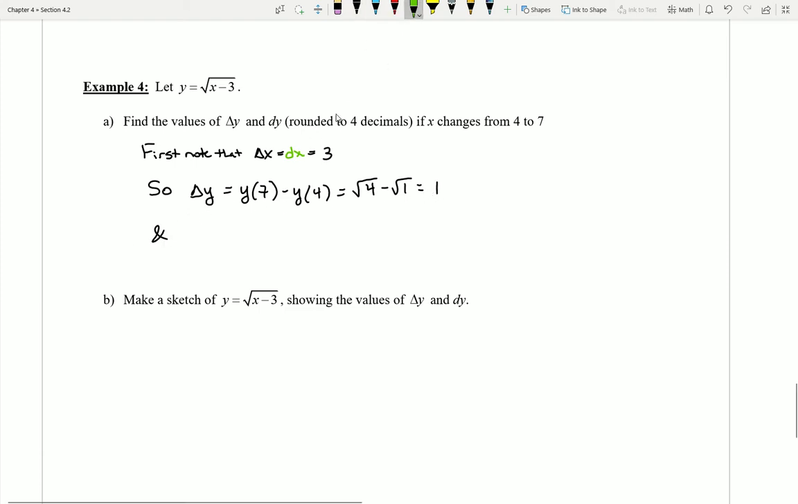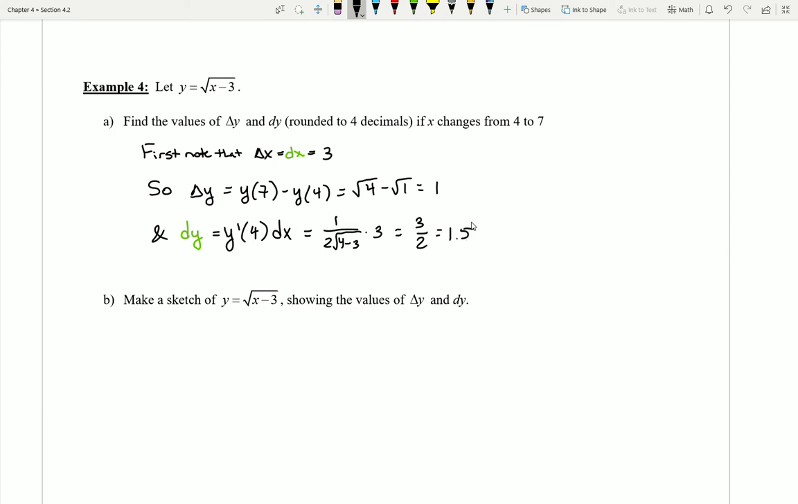I can also see here that if I wanted to calculate the value of dy, I would have to use my derivative evaluated at my starting point of 4. That's where I would create my tangent line. And I'd have to multiply, of course, by my value of dx. So my derivative here is going to be 1 over 2 square root of x minus 3. If x is getting replaced by the value of 4, I'm going to end up with 1 over 2 times the square root of 4 minus 3, and then times the value of 3.